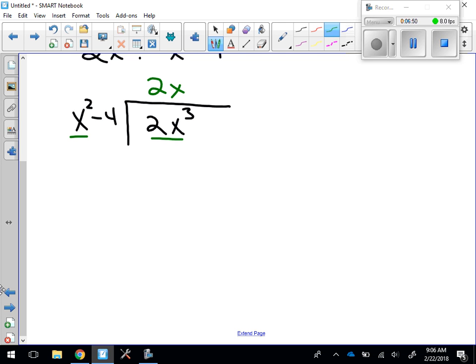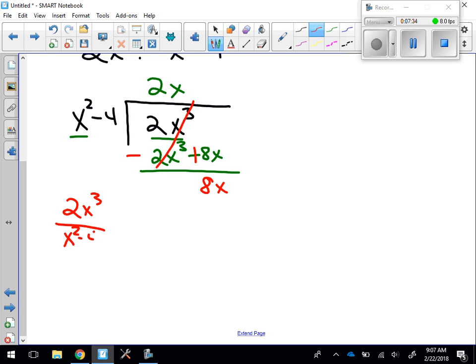Okay, so remember when we're doing long division, we multiply around. So 2x times 2x squared is... 2x times negative 4 is minus 8x. Remember that you're subtracting, so you have to go through and change all your positives to negatives and all your negatives to positives. This goes away, and what am I left with? 8x. So, what this means is that 2x cubed over x squared minus 4 is equal to 2x plus 8x over x squared minus 4.